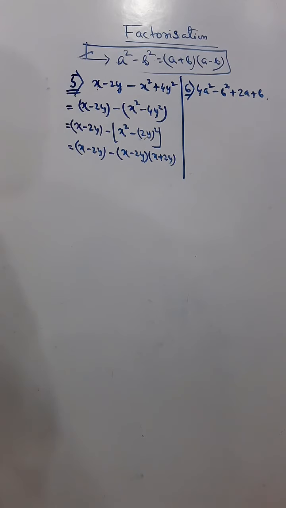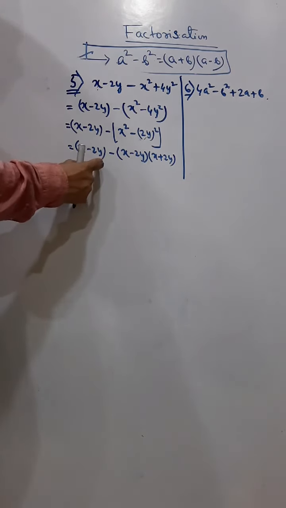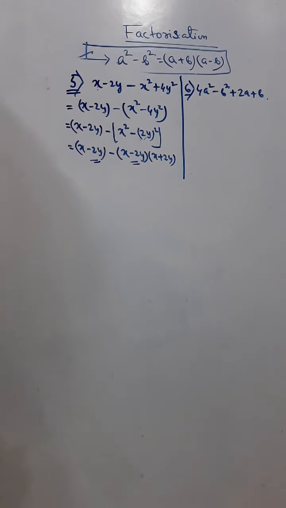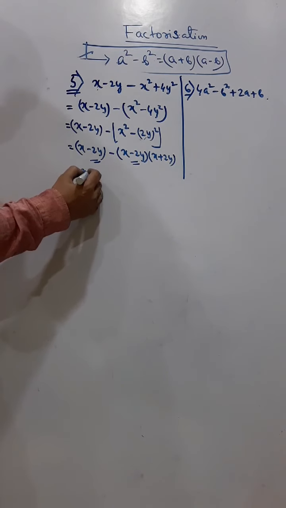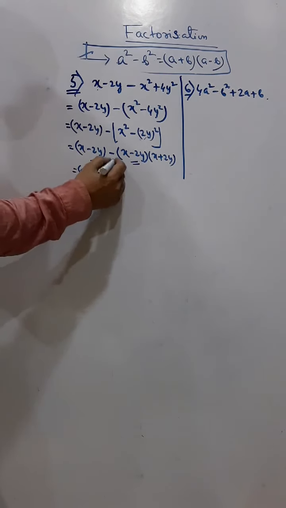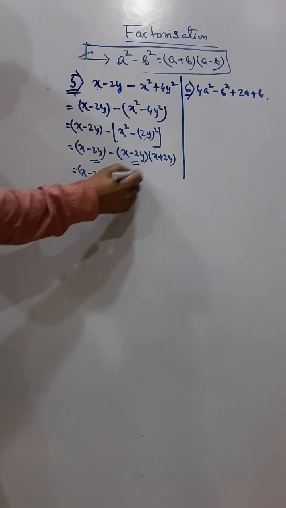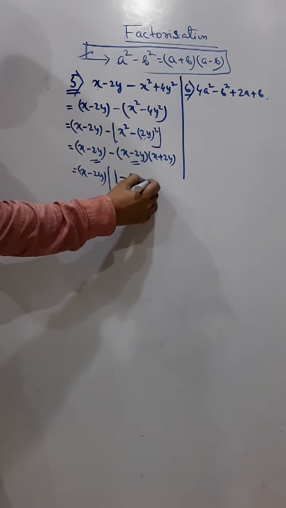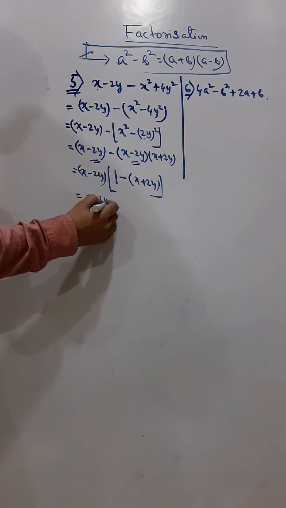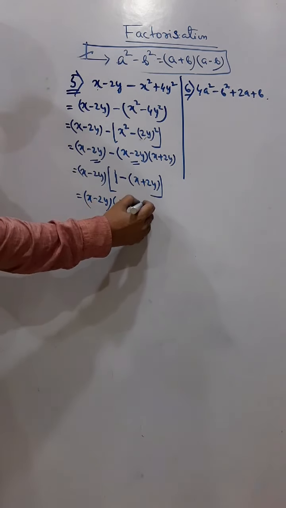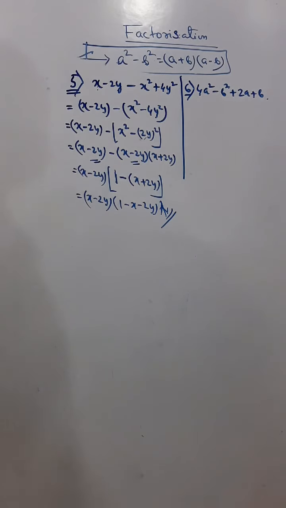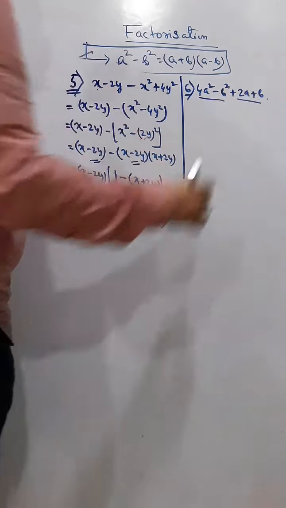So this is what I was telling, and now I have two groups, and in these two groups I am getting x minus 2y and x minus 2y common. Now in both of them, if I take x minus 2y common, I am left with 1 here, then minus, right, 1 minus, and then this, so I'll write in bracket, and then finally I can write my answer in this way, x minus 2y and 1 minus (x minus 2y). So that is my answer. Understand?